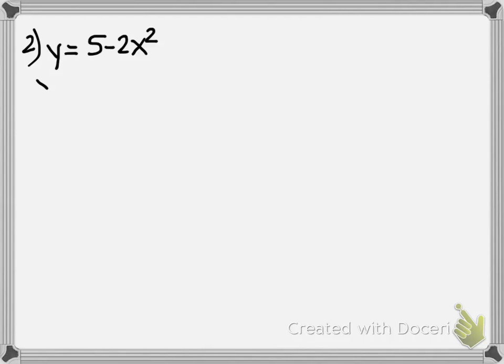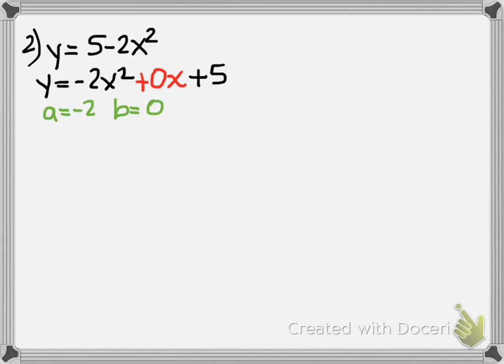So when I rearrange this, the negative 2x squared goes in front, and if you notice, this next term has a 5. There's no variable attached to it, so what I could do is put in a phantom x term with a 0 in front of it, and then write out the rest of the equation. And what that may help me do is pick my a, b, and c better. So a is negative 2, b is 0, and c is equal to 5.